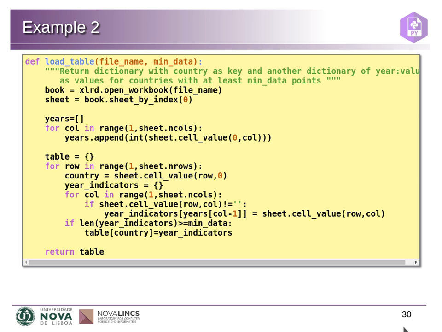If this length is at least as much as the minimum we desire, then we add an entry to our complete table in which the key is the name of the country and the value is the dictionary with all the values for all these years. And then when we go back in the loop, we create a new dictionary for the year indicators and we do it again for a new country. So we are adding all these dictionaries into a larger dictionary with the countries as keys.